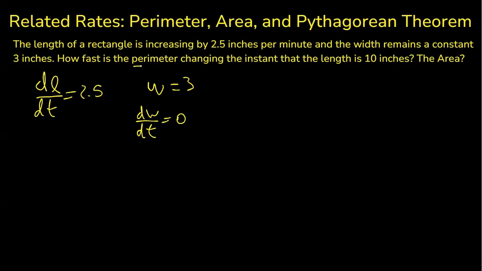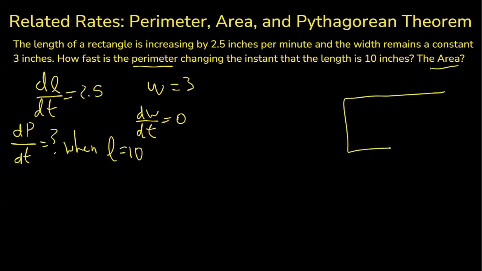How fast is the perimeter changing? So we want to know what is dP/dt when the length is 10. And then it also asks for the area separately. So if we draw a little diagram here, the length and the width, we know the length is going to be 10. We know that the rate of change of the length is 2.5. Now, we have to write an equation that relates the quantities involved.